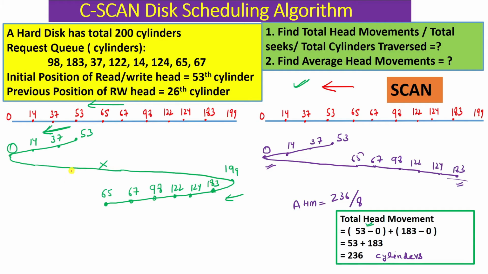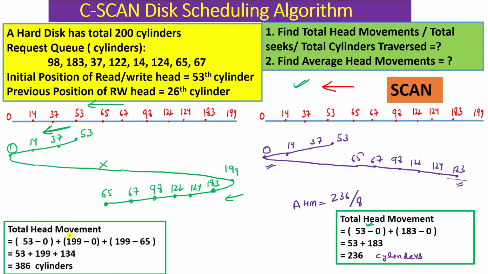Now let's count the total number of head movements in this C-SCAN algorithm. From 53 to 0, we have 53 minus 0, that is 53 head movements, same as we have seen in the scan algorithm. From 0 to 199, we have 199 minus 0, that is 199 head movements. And finally from 199 to the last request, that is 65, we have 134 head movements. If we add them, we get 386 cylinders traversed.